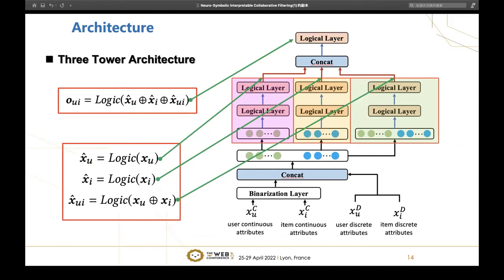The three towers are the user tower, and in the middle is the item tower, and on the left is the user-item interaction tower. The user tower and item tower learn the rule representation of user and item in the lower layer respectively. At the same time, the user-item interaction tower pays more attention to user-item interaction. And in the upper layer, the outputs of the three towers are combined for prediction.